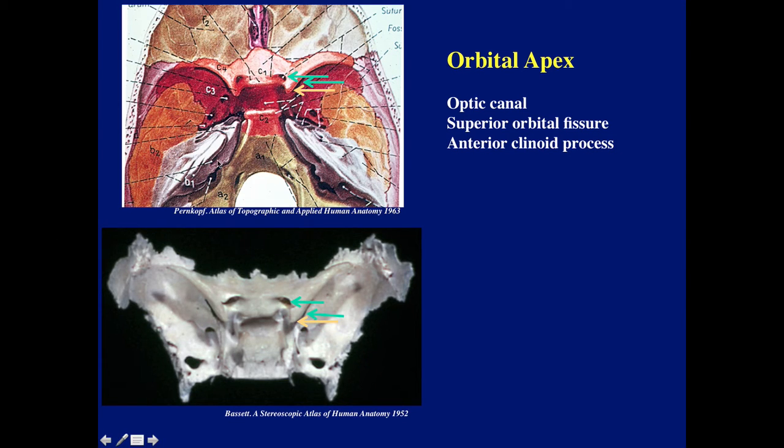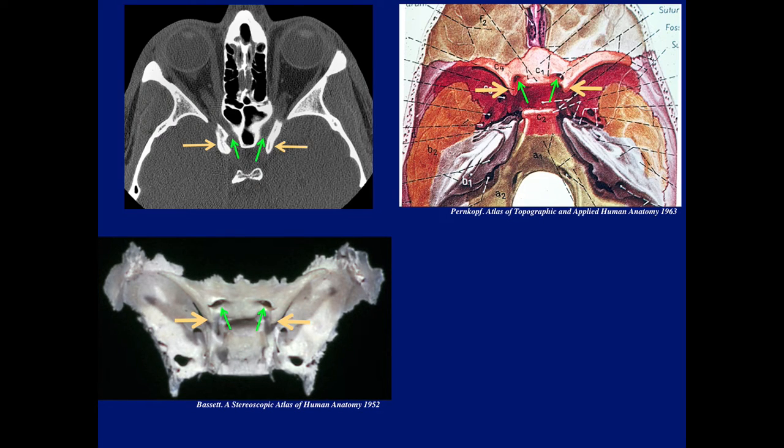What I'm going to focus on today is the structures of the orbital apex, the optic canal, the superior orbital fissure, which is not well seen looking from above, and the anterior clinoid. Now, if we look at an axial CT, we can identify the anterior clinoid and the optic canal. As you can see, anterior clinoid and optic canal.